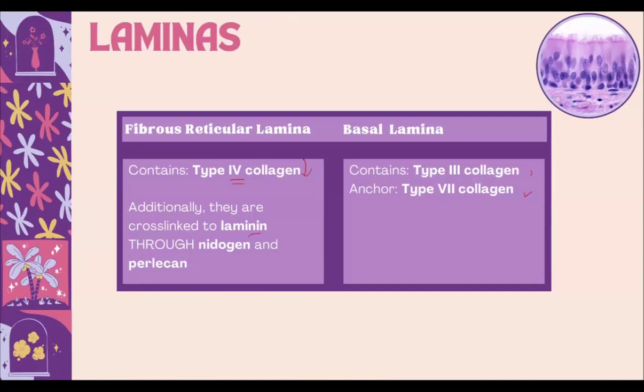And then these names, not very high yield, but good to know that they're linked to the fibrous reticular lamina as opposed to the basal lamina. So again, collagen type 4 for fibrous reticular, type 3 and type 7 for basal lamina. Okay? You could do 4 plus 3 is equal to 7. And then this is basal, and this is fibrous, fibrous reticular. But that's just if it's that hard. But yeah, this should help you, inshallah.